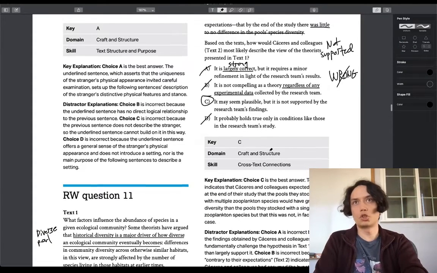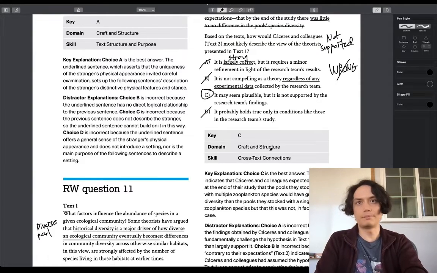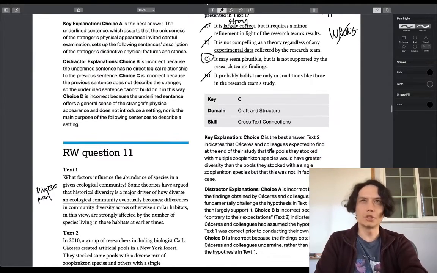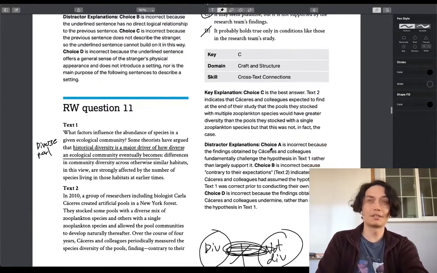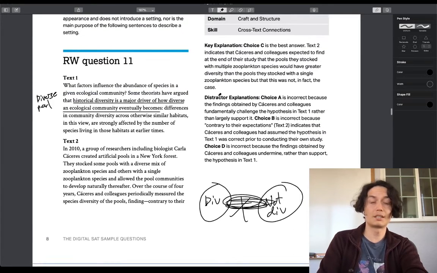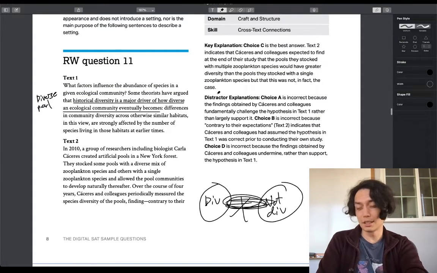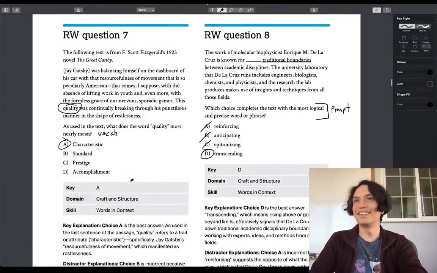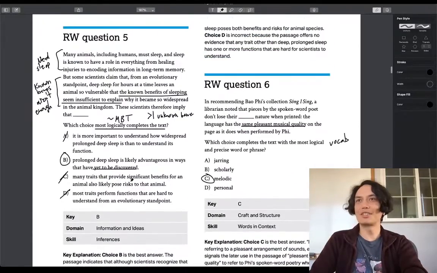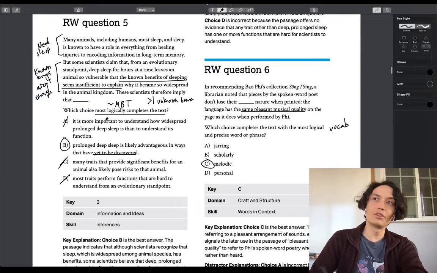Cross-text connections, sure. I mean, yeah, okay, fine. Craft and structure. Is this not information and ideas? Is there a reason why cross-text connections aren't in information and ideas? I suppose it's because you're not just restating a thing. But hold on, didn't we have a most strongly supports? Here we're not simply restating the idea. Here we're making an inference.